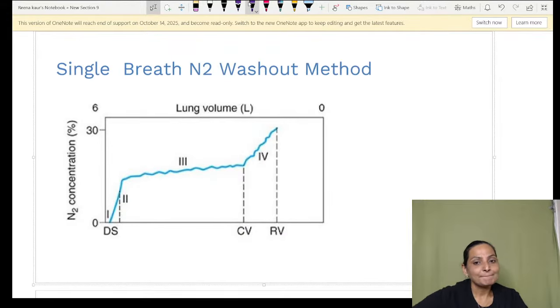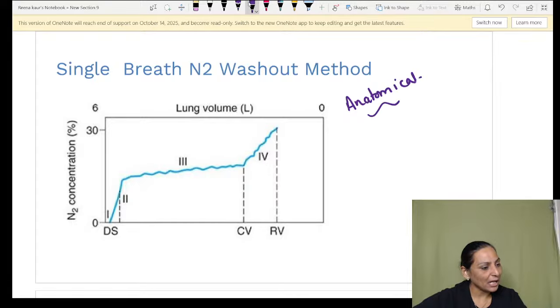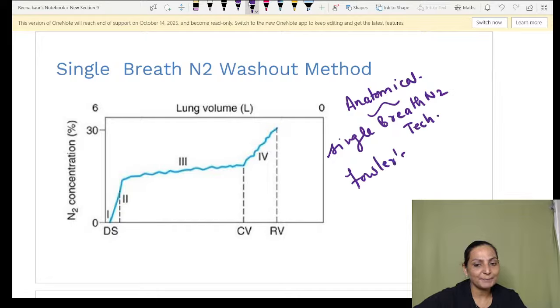And your anatomical dead space can be obtained by this graph also, or by a method which is called a single breath nitrogen technique. Single breath nitrogen technique, that is the Fowler's method. Okay, the Fowler's method.